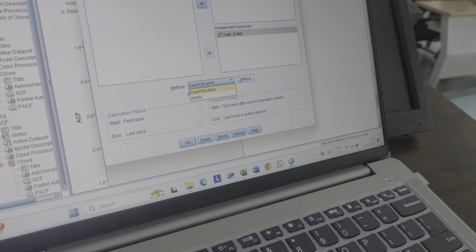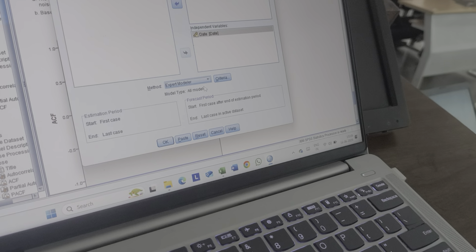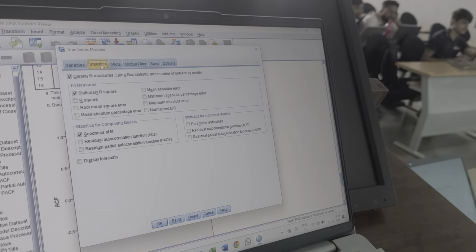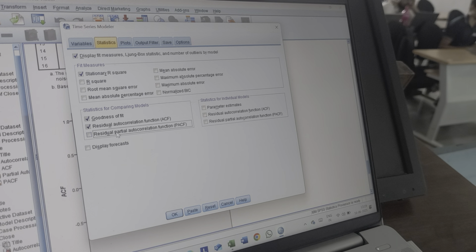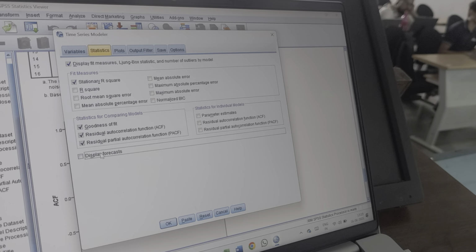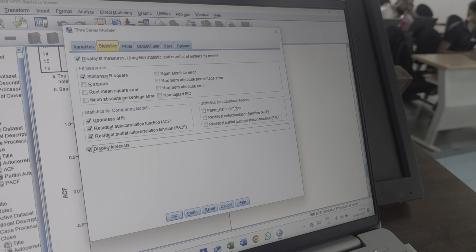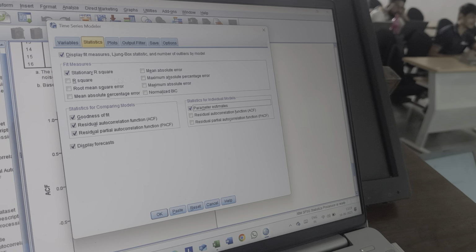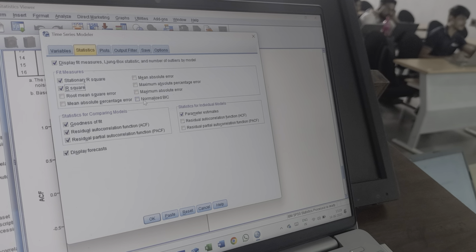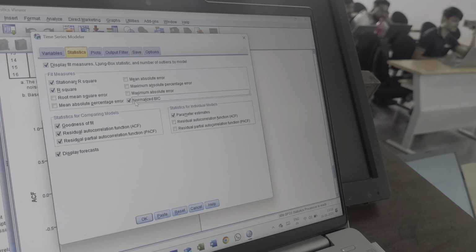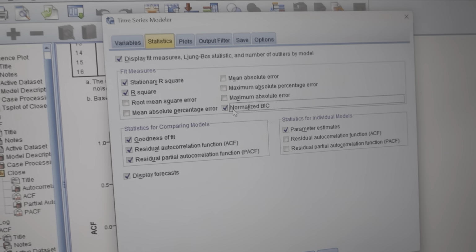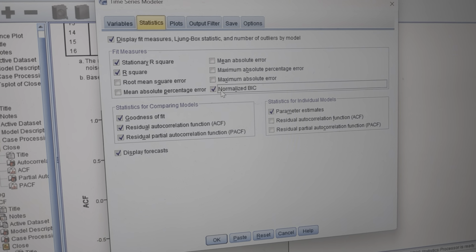Select Expert Modeler. And then click Statistics. Here you select goodness of fit, residual statistics, display forecast, which is a very important one, parameter estimates, R square, normalized BIC. BIC is the main one. Which model to select depends upon the BIC score. The lowest BIC score is what we want.